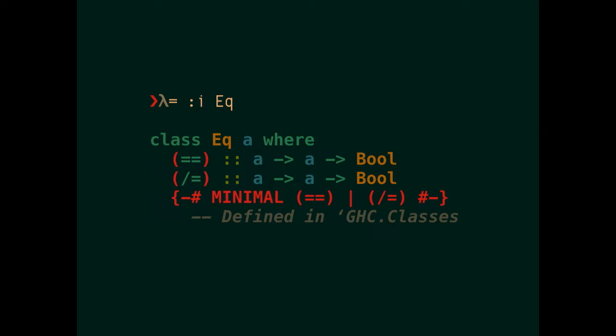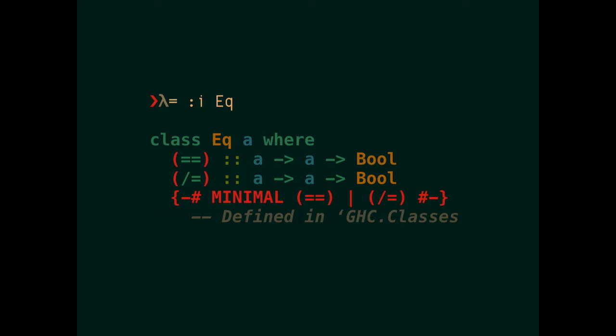So the definition of the Eq class is: a is of class Eq, where there are implementations of equals and not equals. And it's telling us that for the minimal definition, we have to give either equals or not equals, and it will be able to figure the other one out. And then it tells us where it's defined.